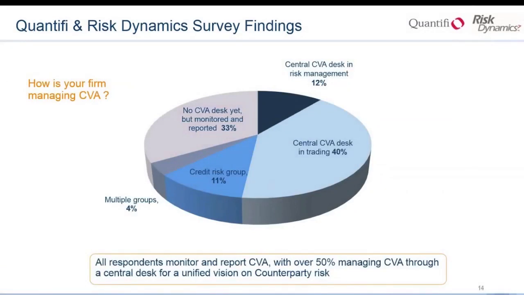If we go to the second result, the question was, how is your firm managing CVA? From a business point of view, CVA is generally managed by all respondents, but the way this management is embedded into the organization is more heterogeneous. Most of the respondents are centralizing CVA in a trading desk or in a risk department. A significant number of respondents don't centralize CVA at all, but monitor and report it through other ways. Managing CVA in a centralized desk, in trading or in a risk department, is considered to be the best way to have an integrated view of all risks surrounding derivatives and optimize counterparty and collateral management.